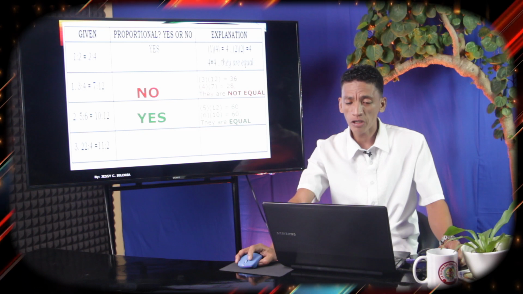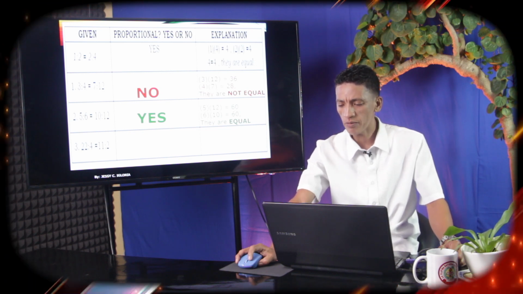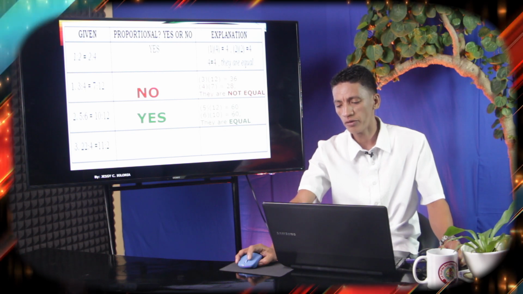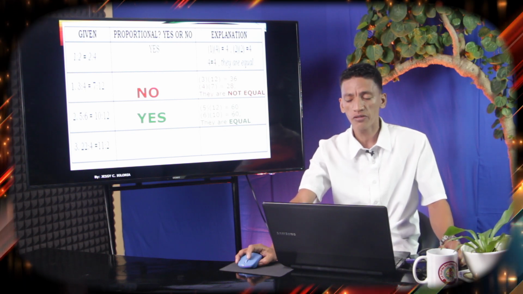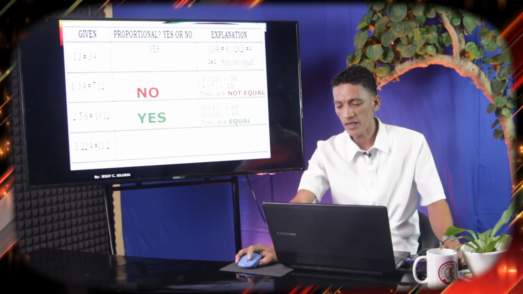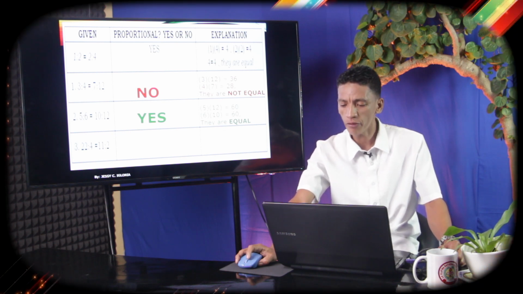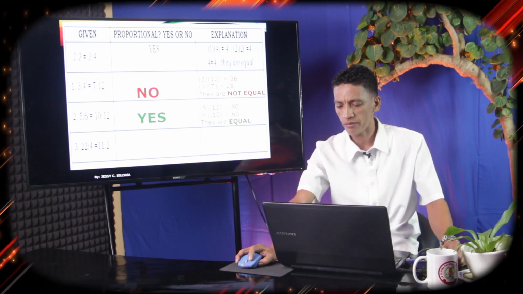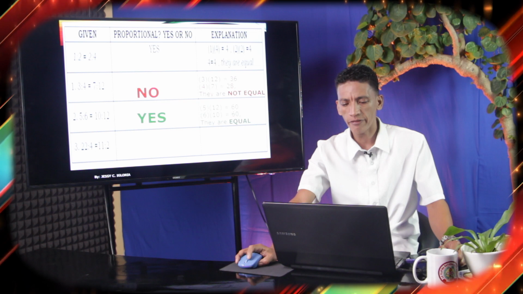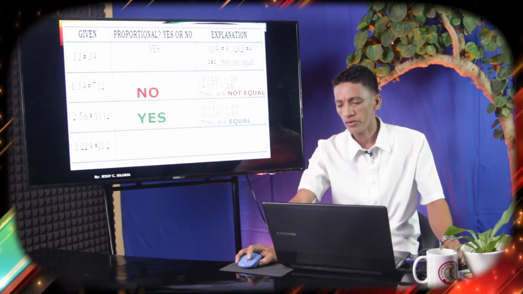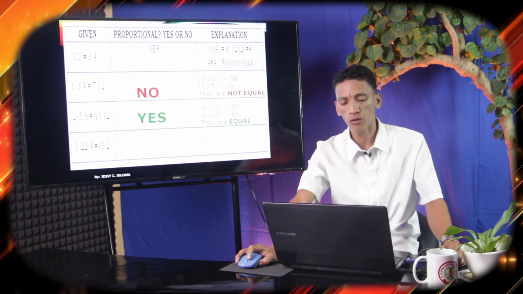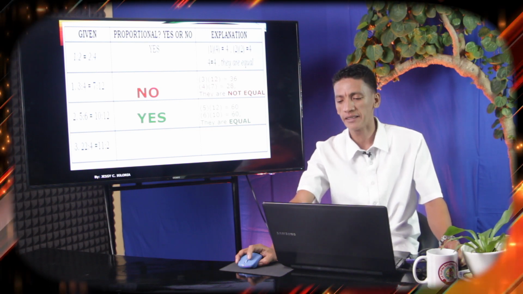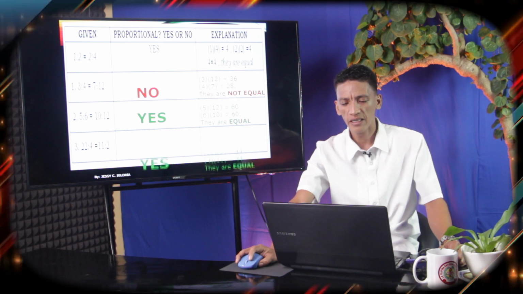Why? Because if we are going to evaluate the given, when we multiply the extremes 5 times 12, we have 60, and the means 6 times 10, we have 60. They are equal, therefore they are proportional. Now let's proceed to the number 3 problem. We have here the given 22:4 as 11:2. Again, is it a proportion or not? The answer is yes.